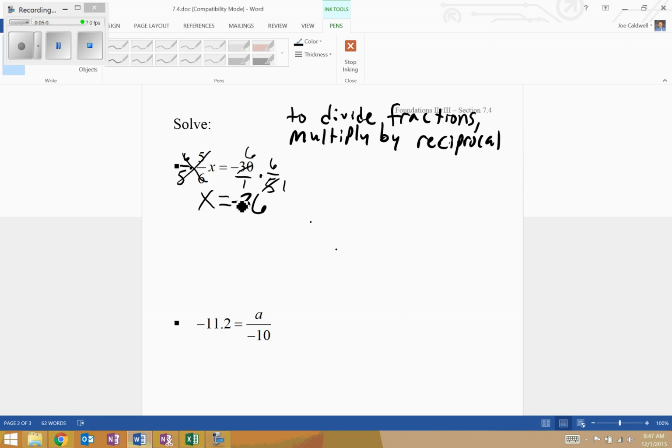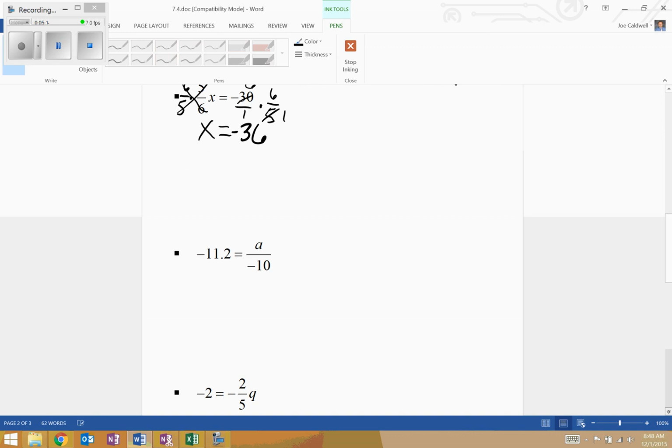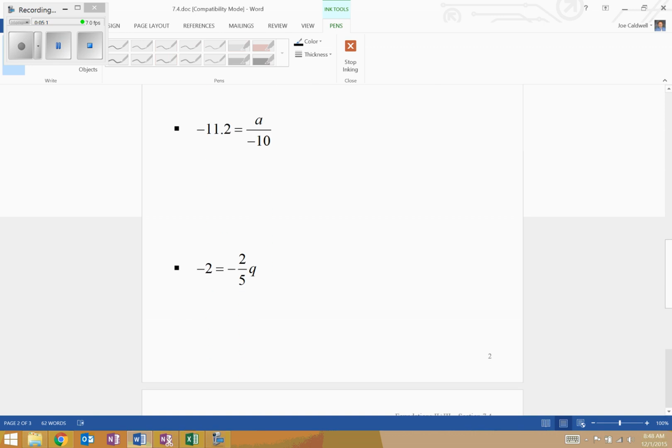Right, same thing here with decimals, and I just put it on the right side. Doesn't really matter what side it's on. Okay. So in this case, again, remember that the fraction sign is division. So a divided by negative 10 equals negative 11.2. So since a is being divided by negative 10, I'm going to multiply both sides by 10. So that crosses that out, leaving me with just a. Whatever you do to one side, you of course have to do to the other side.